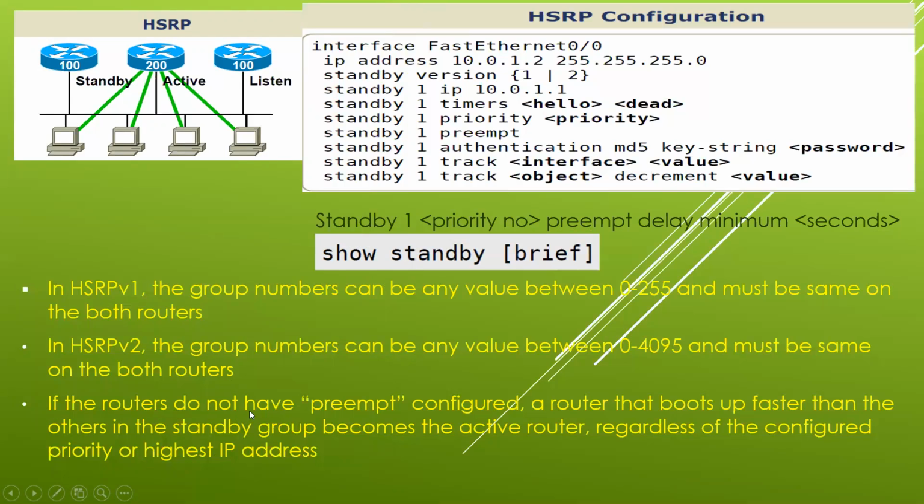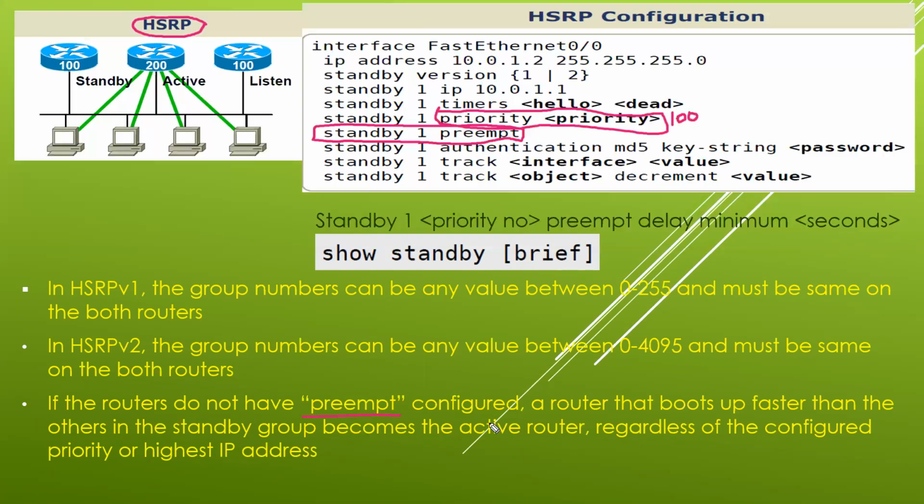If the routers do not have preempt, let's assume you do not configure any preempt, you did not put the preempt command. This is why I'm stressing this command, because by default in HSRP, preempt is disabled, as we saw in the previous slides. So when there is no preempt and the router boots up, it gets the default priority of 100. This one over here is 100.